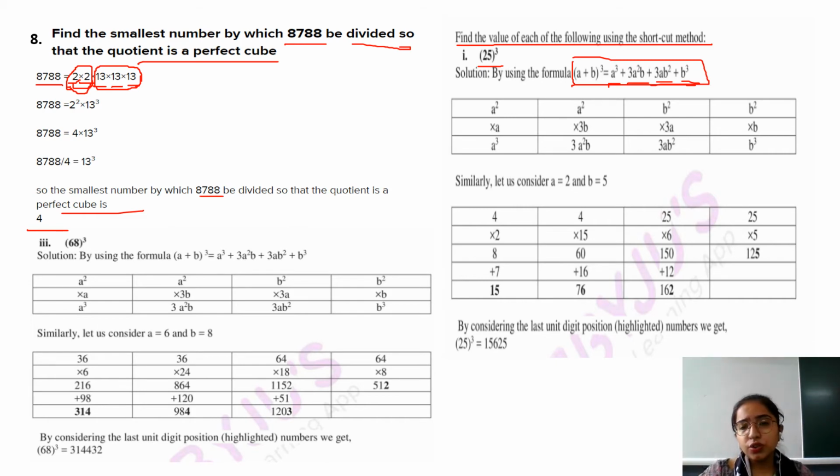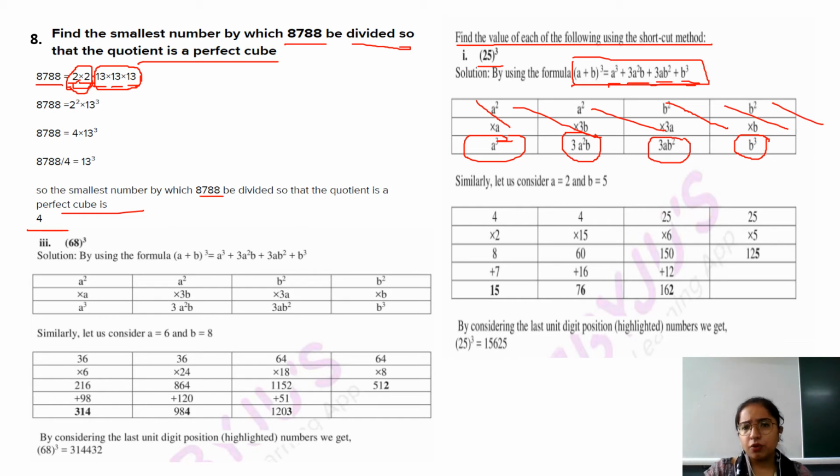So to use the shortcut method, I'm going to explain one concept. You have to learn this identity. You have to make four columns first of all. In the first column, you have to put A cube. In the second column, 3A square B. Third column, 3AB square, and the fourth one is B cube. Okay, no need to do this upper one, cancel it.